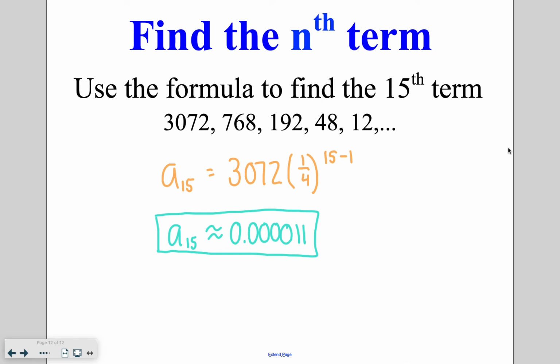So we plug in 15 for the exponent. 15 minus 1 is 14 when you plug it into your calculator. And your approximate answer for A_15 is going to be 0.000011.